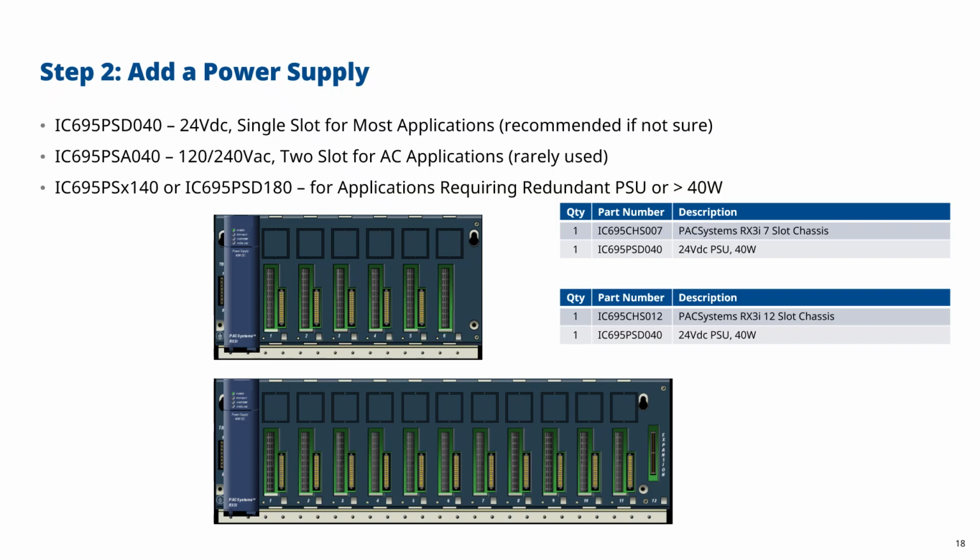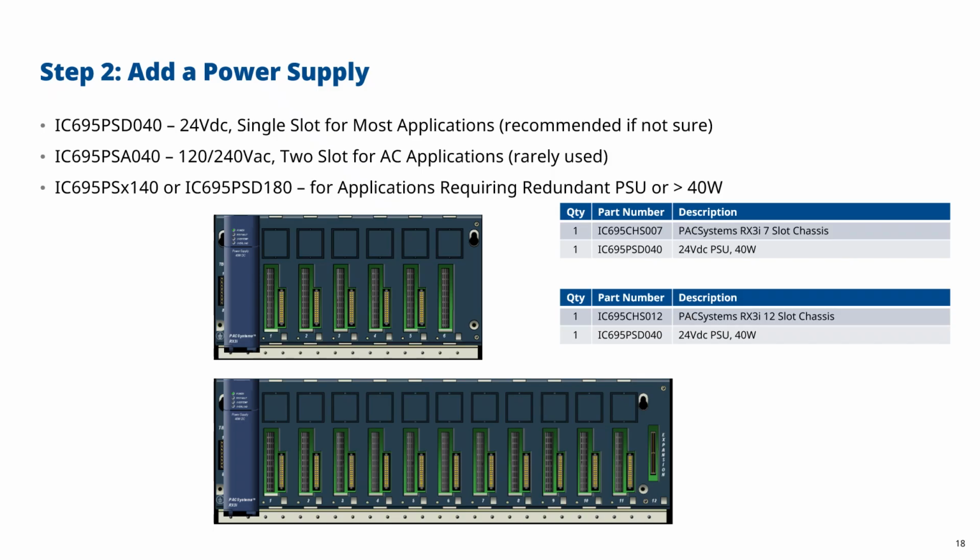Now the next thing we add is a power supply. This normally goes in the left-hand slot. It doesn't have to, but because our older generation CPUs had a power supply in the left-hand slot, this is normally where we mount it. So you can see we've added a power supply. Typically this would be an IC695 PSD, so PS power supply, D for DC, and 040 is the standard 40 watt power supply. So PSD, it's a DC supply that needs 24 volt DC, and this has a single slot, and this is the one I would normally use.